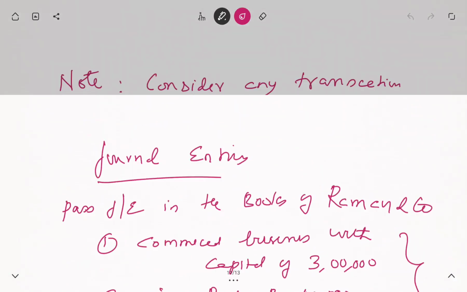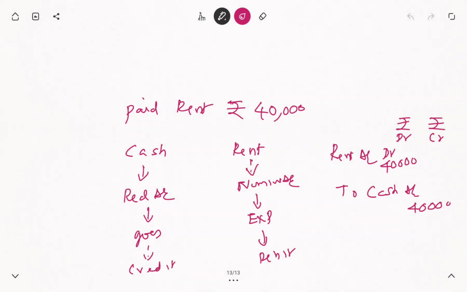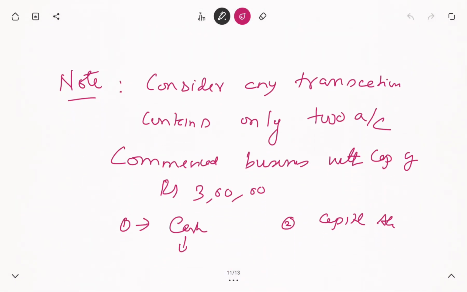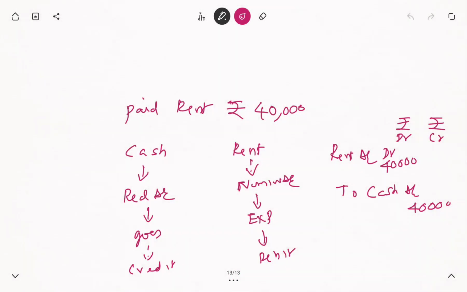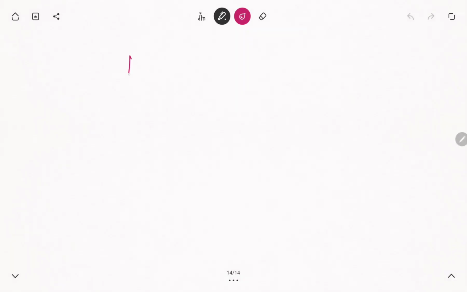Another thing is what? Received commission. So how much commission? The amount is very important. 10,000. Okay? Received commission 10,000. Okay student, who is receiving commission here? It's with respect to the Raman and Co point of view. Raman and Co only is receiving commission.